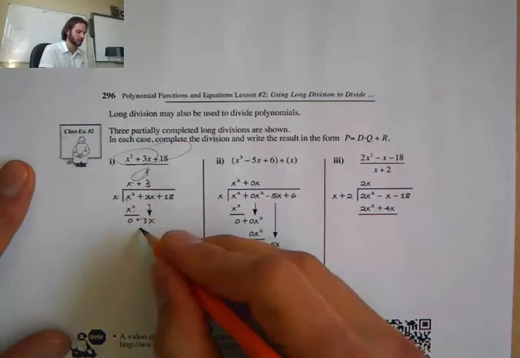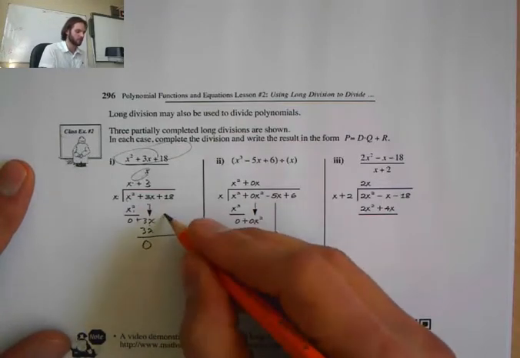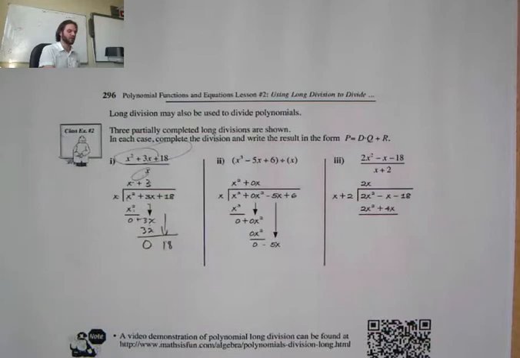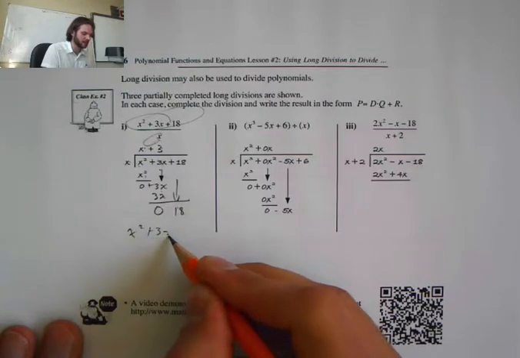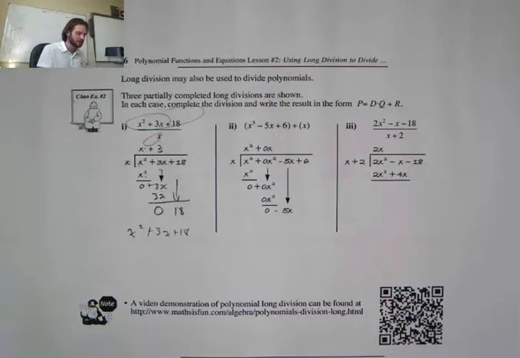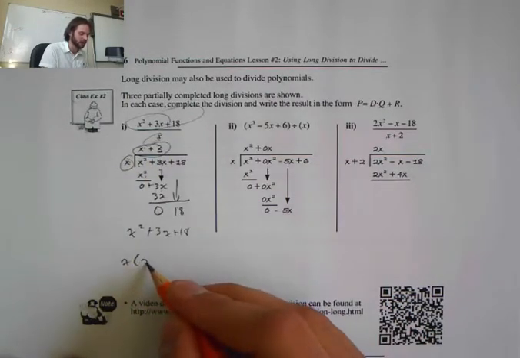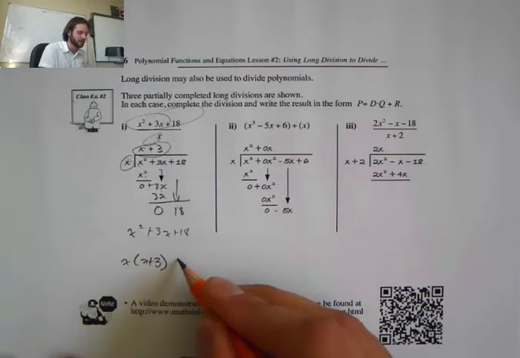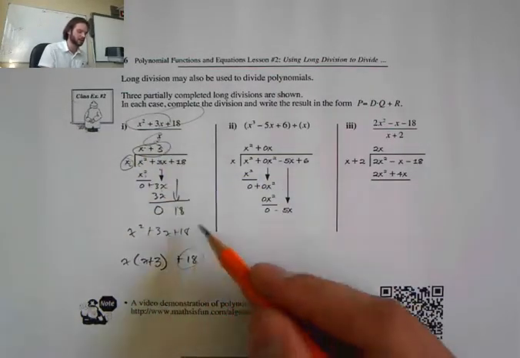So I multiply that, I'm going to get 3x. And then I'm going to subtract, I'm going to get 0. And then we bring down the 18. Now x cannot go into 18, so that's my remainder. So my equation was x squared plus 3x plus 18, and we want to rewrite this. This is the same thing as x multiplied by x plus 3, and then plus my remainder 18. This times this plus the remainder of 18.